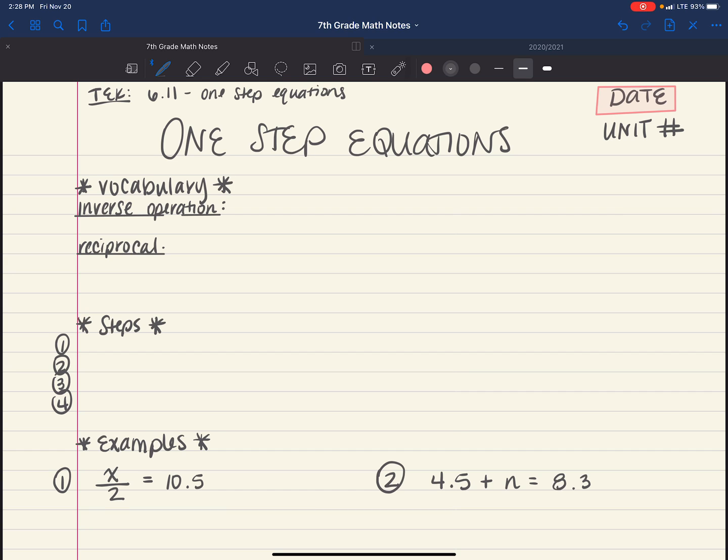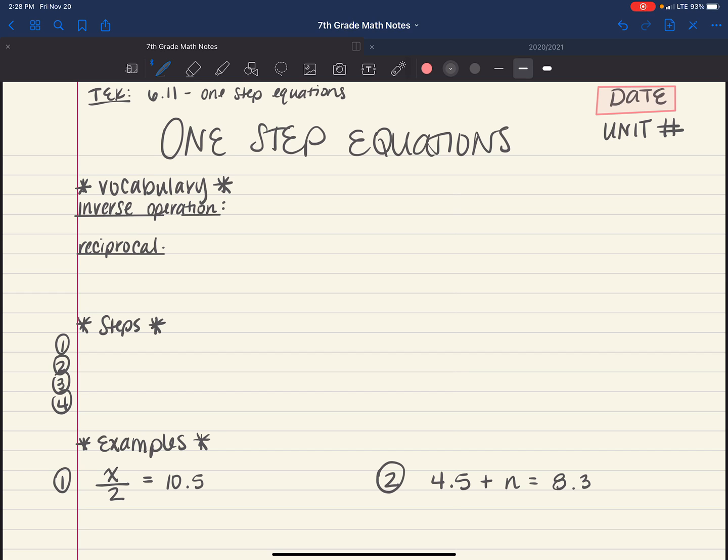So this is 6th grade TEK 6.11, which is one-step equations, writing and solving, and all things one-step equations. It is also in 7th grade, but we actually do 2-step in 7th grade, which will be TEK 7.11. Make sure you put a date on your paper and what unit we are in, so that way you can use it on the unit test.